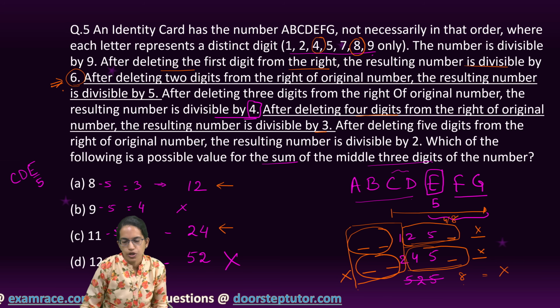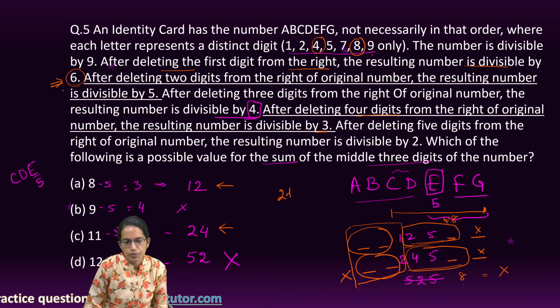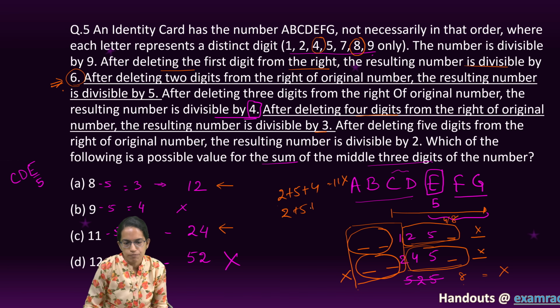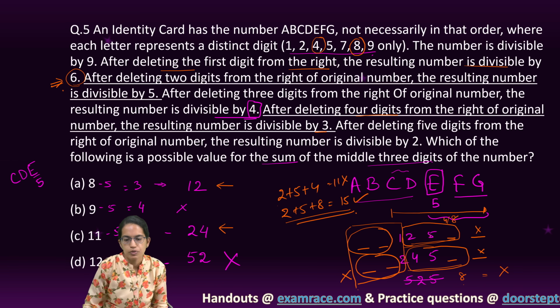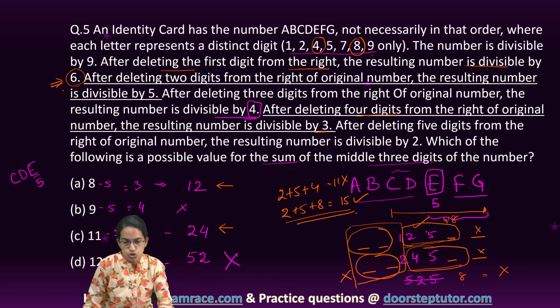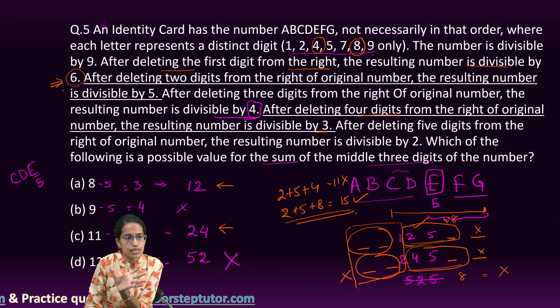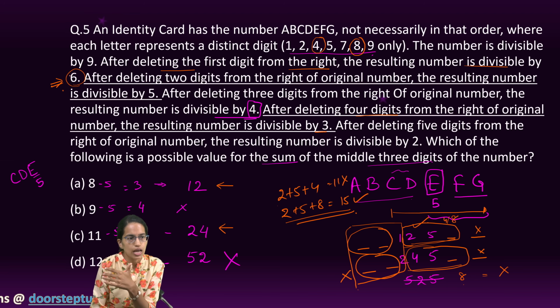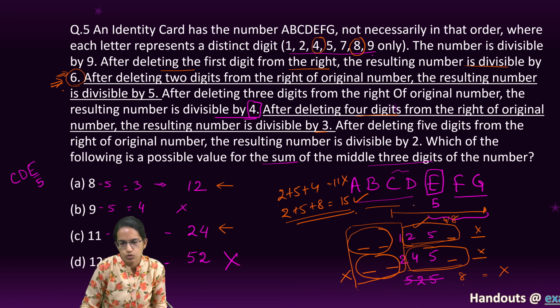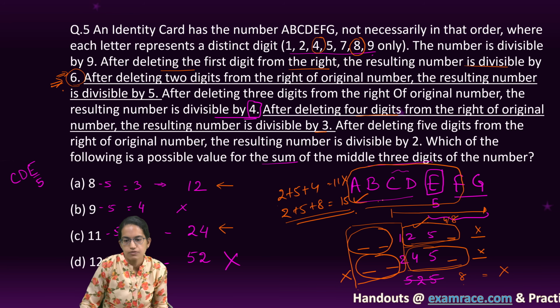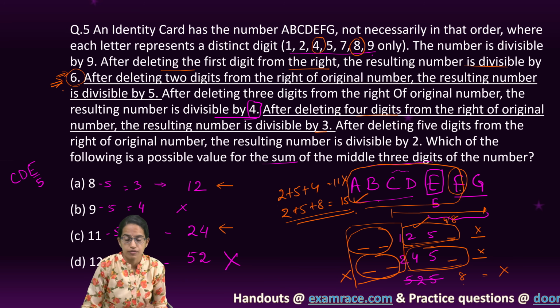Now let me put 4 or 8 here. So when I put 2 plus 5 plus 4, that gives me 11. That's not divisible by 3. But when I put 2 plus 5 plus 8, which is 15, this is divisible by 3. So this number gives me a divisibility test of 3 and runs true. Why did I take this number? Because it says that if I remove the last digit, the number is divisible by 6. If the whole number from A to F is divisible by 6, that means F has to be even.